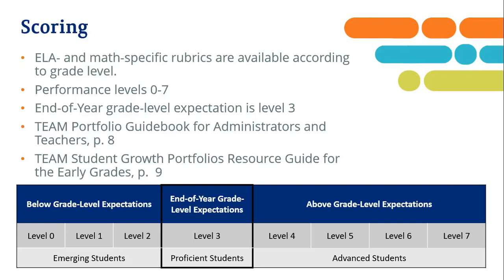However, these levels are available for students who are growing above grade level. Educators will not be penalized for growing students to level 6 and 7 at point B. However, it is not a requirement that all students reach level 6 and 7 on the rubric.